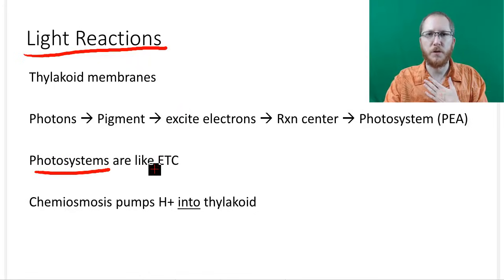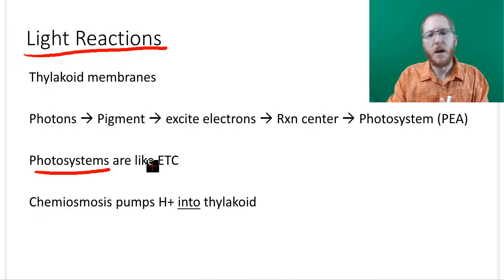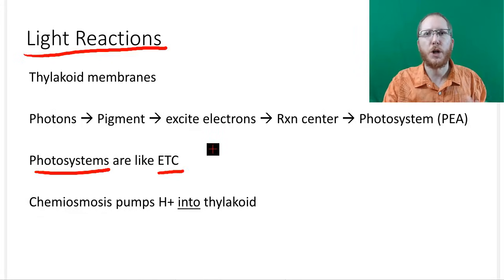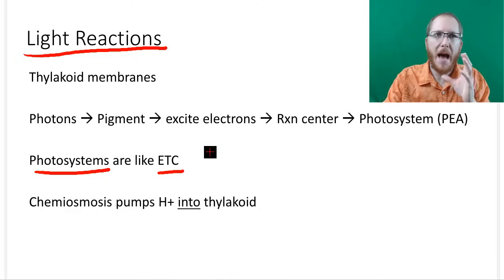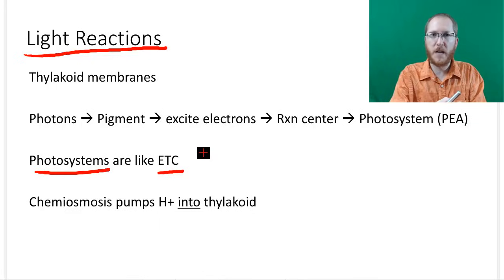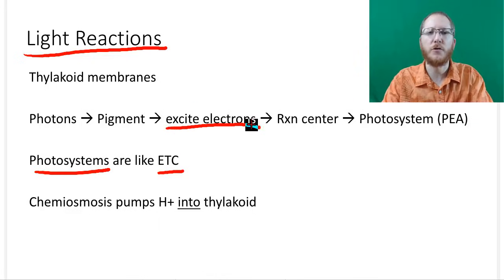And these photosystems, just like the cristae was folded to allow lots of electron transport chains, these photosystems are going to act a lot like an electron transport chain, where we're going to use them to take energy that's stored in an electron, specifically an electron that's been hit by a photon of light. So ultimately it's got this stored electron. We call that an excited electron.